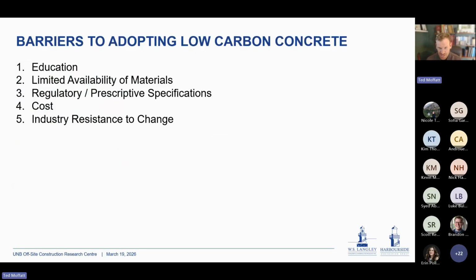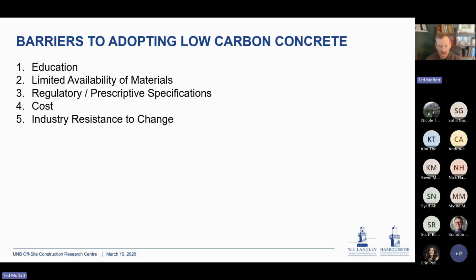Certainly one of them is education, perhaps an education gap on misunderstanding what low carbon concrete is. Many think we need special technologies or special mixtures. Believe it or not, there are many suppliers producing low carbon concrete right now. Unfortunately, they just don't have a way of measuring it. They don't have access to, or they don't want to pay to have, type 3 EPDs produced.